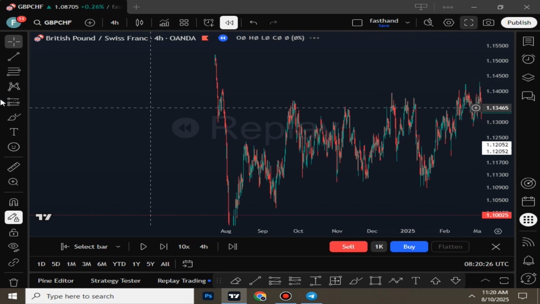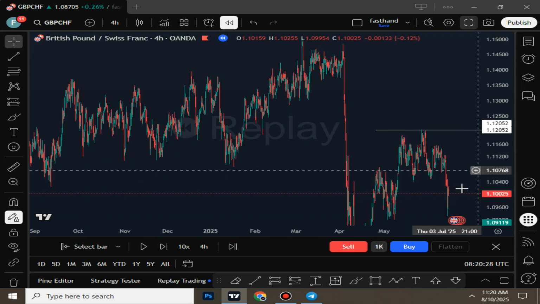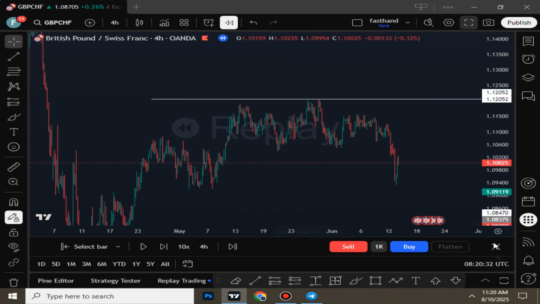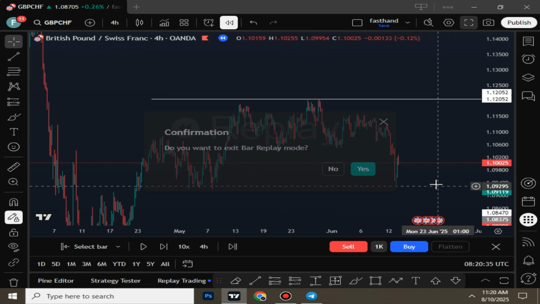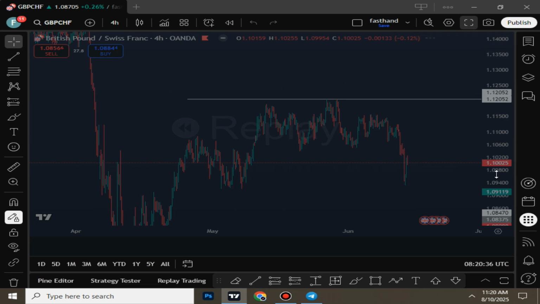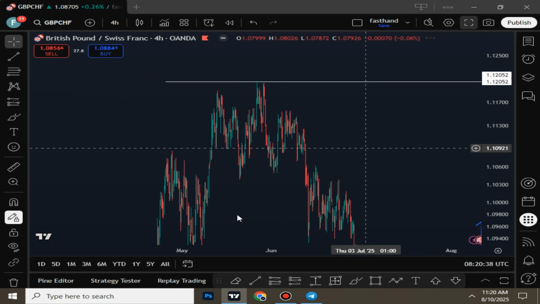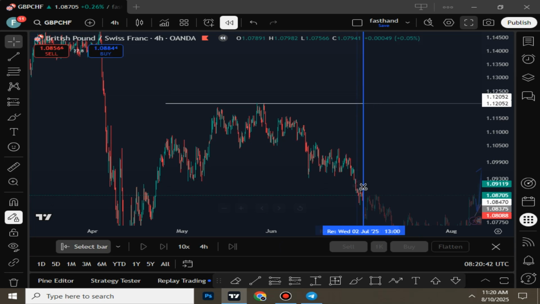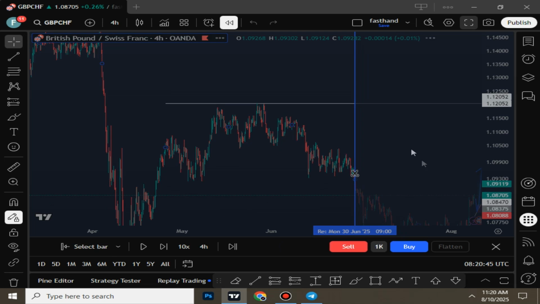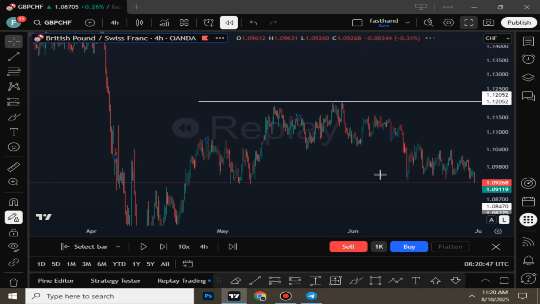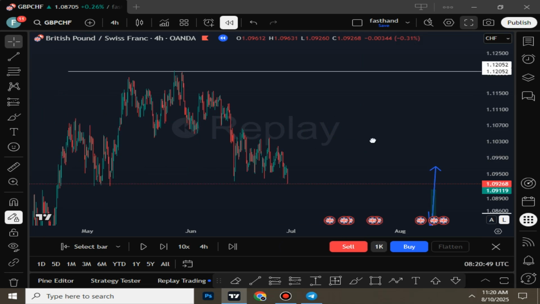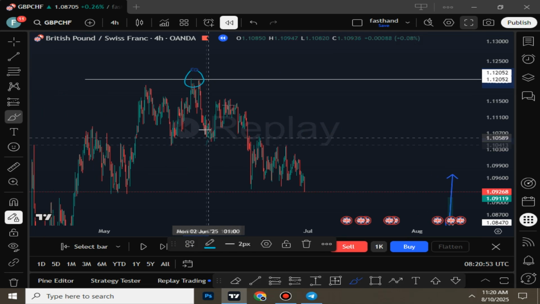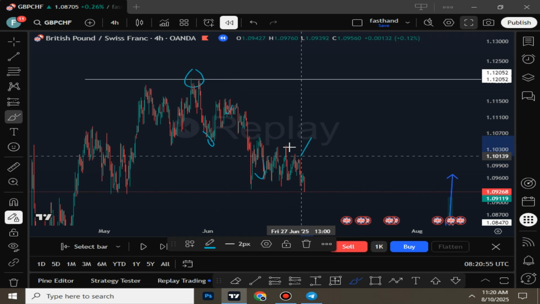GBP CHF. Oh, right here. I did take it. Right there. So yeah, I remember we had this. Okay, right there, correct. So yeah, right here you see the market was giving us another trend. Right there we had a lower high, lower low, lower high, lower low, lower high, you know.